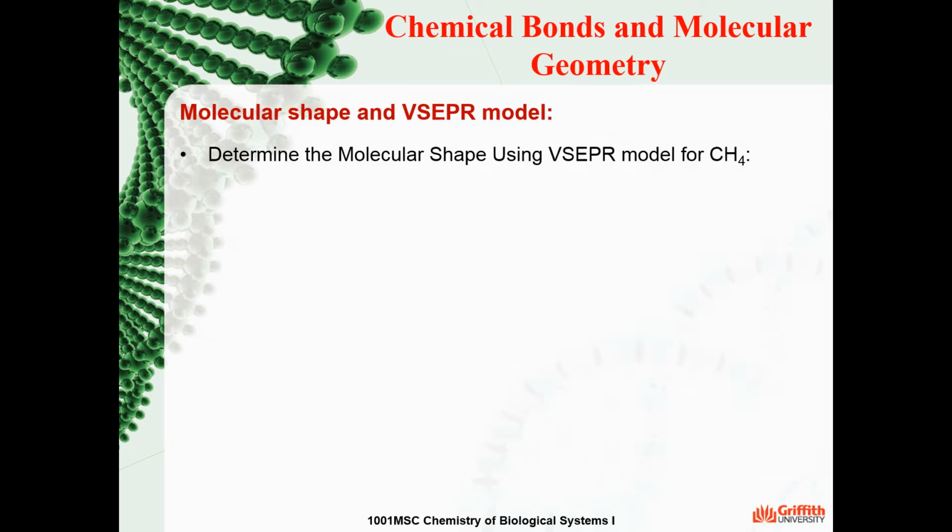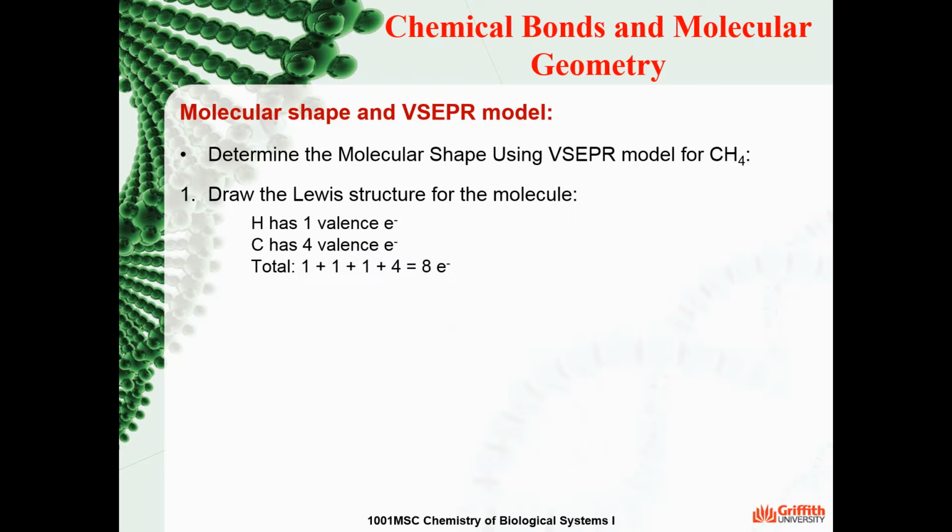The next example is to determine the molecular shape and polarity for the methane molecule, CH4. The number of valence electrons is 1 plus 1 plus 1 plus 1 plus 4, 8. Carbon is the central atom and is bonded to the 4 hydrogens, so that's 8 electrons used up. Hydrogens have 2 electrons each, so they're happy. Carbon has 8 as well, so it's happy too.